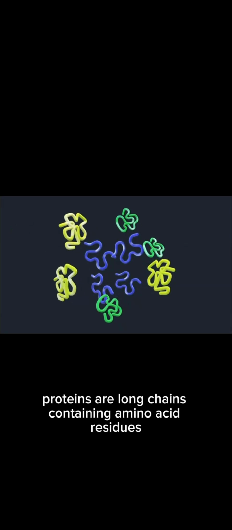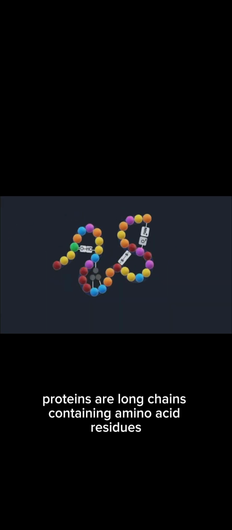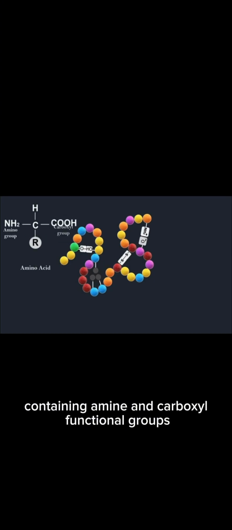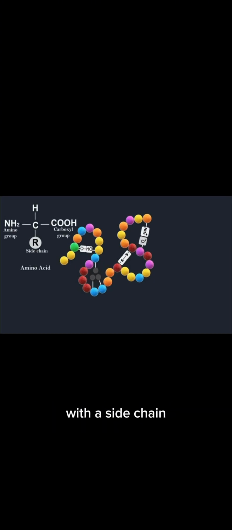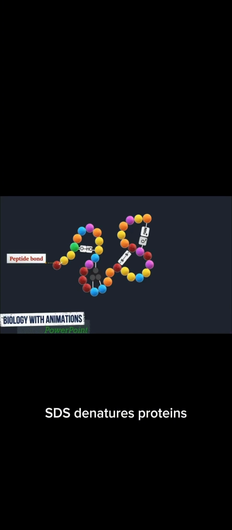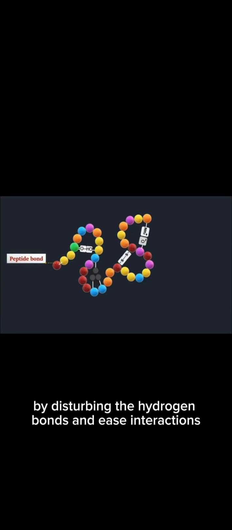Proteins are long chains containing amino acid residues. Amino acids are organic compounds containing amine and carboxyl functional groups with a side chain. They are formed by linking amino acids with peptide bonds. SDS denatures proteins by disturbing the hydrogen bonds and their interactions.